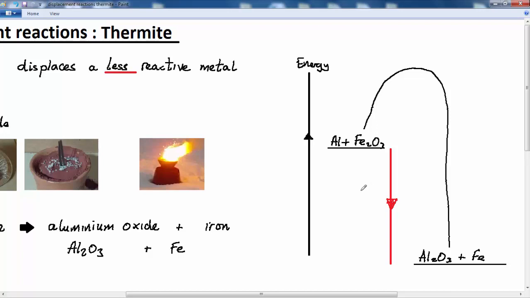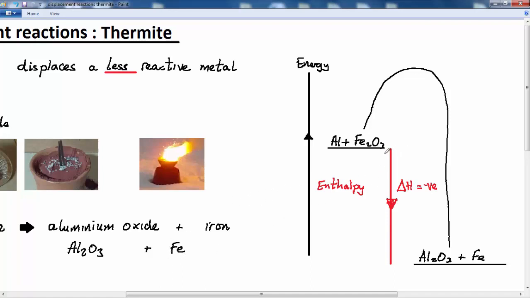Now we call this heat delta H, which is also known as the enthalpy of the reaction. And when the heat is released, the enthalpy is negative. So we'll say that's negative. And obviously, as you can see in this reaction, the enthalpy is also very, very large indeed. There's so much heat released that the iron is initially in its molten state.